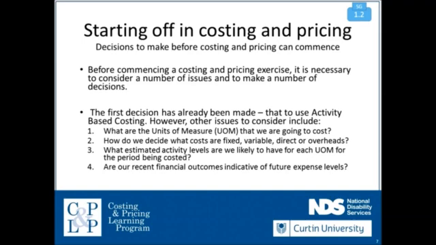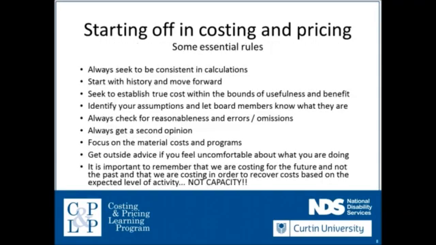The final point that you need to decide upon is to identify the financial outcomes indicative of future expense levels. In other words, one of the things that you need to do is look at the history of your organisation from an accounting or financial perspective, and use that history to try and identify and to predict what activity levels you're likely to have, and also what the costs of those activities are likely to be.